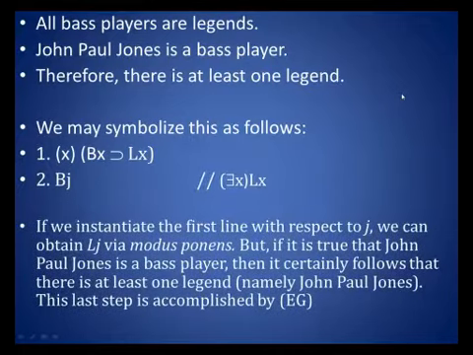Now note, if we instantiate the first line with respect to J, in other words, if I instantiate this line and change my variable to J, then we can obtain LJ via modus ponens. But if it's true that John Paul Jones is a bass player, then it certainly follows that there's at least one legend, namely John Paul Jones. This last step we'll accomplish by EG, existential generalization.